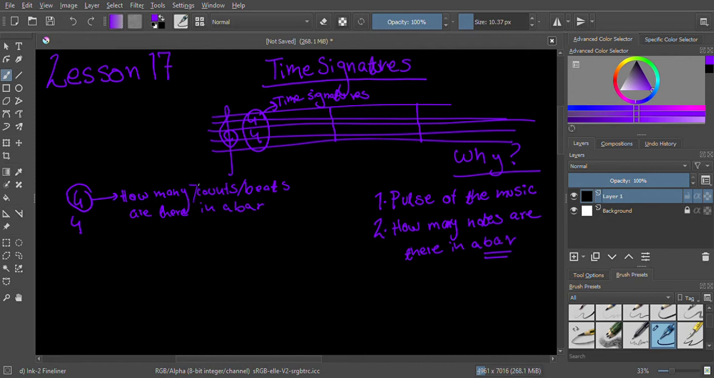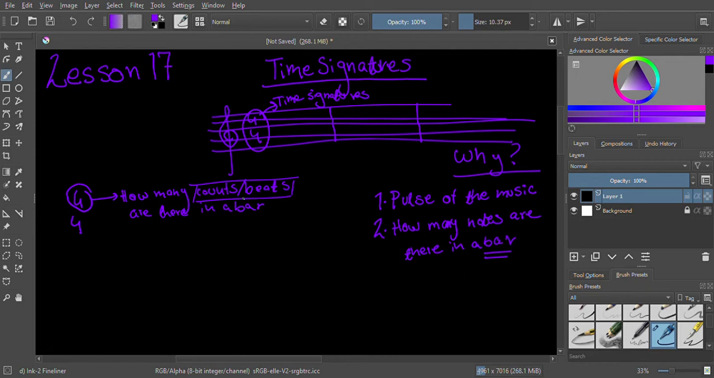And if you're wondering what this word is, I'll just explain. Counts or beats, I'll call them counts because that's the word I like. So counts are basically, as I said, they represent the pulse of the music. Counts are important for representing the pulse of the music, and in most cases, counts are the pulse of the music.